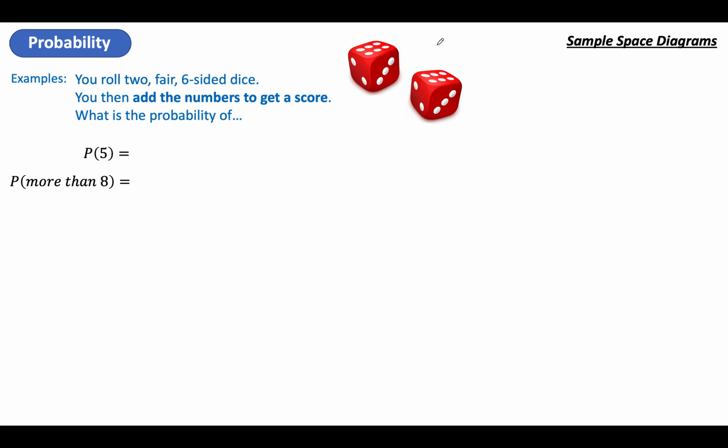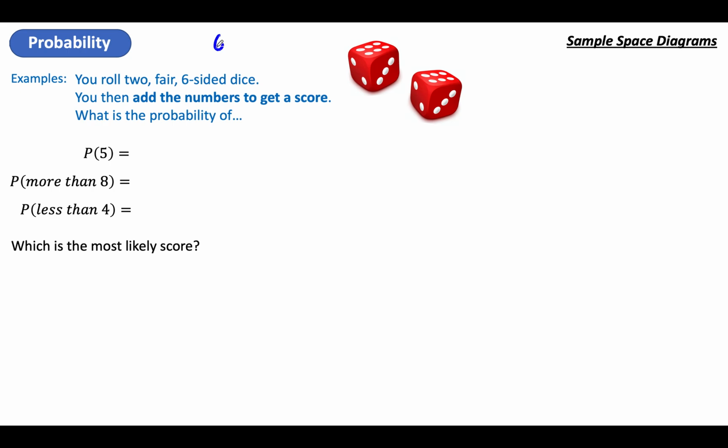What's the probability of more than 8? Or what's the probability of less than 4? And what's the most likely score? Now, there are going to be a lot of combinations here, because let's do our product rule again, actually.